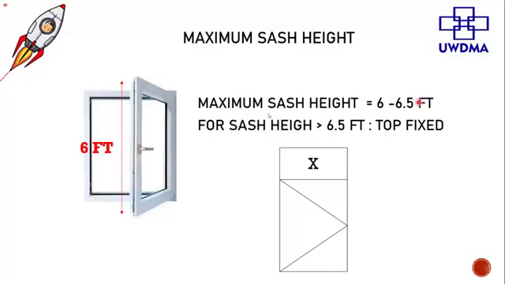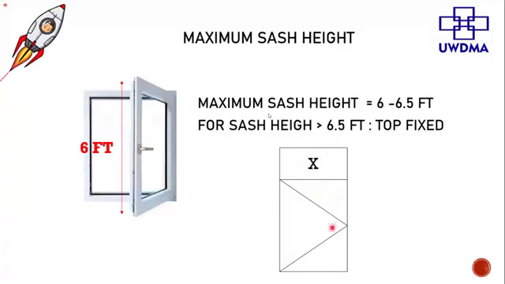And otherwise, before giving anything, you must always have a confirmation from your system, that is the profile provider. Maybe Veka would go for something else, Mechanic will go for something else, Aliplast will go for something else. So you always need to confirm from your system provider before going for the maximum heights and widths. But what we say is that for a window you can go for 6 to 6.5 feet, and if the sash height is going more than 6.5 feet, then always give a top fixed. That way you will reduce the height of your sash.